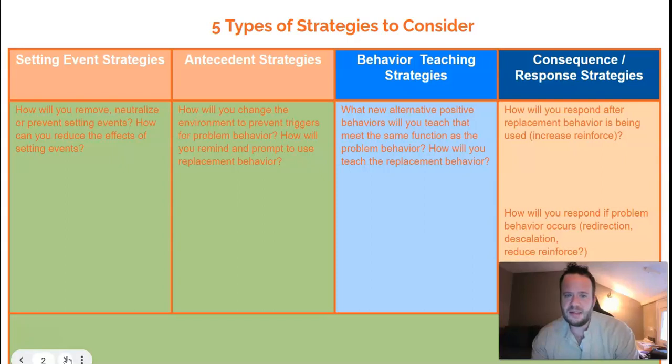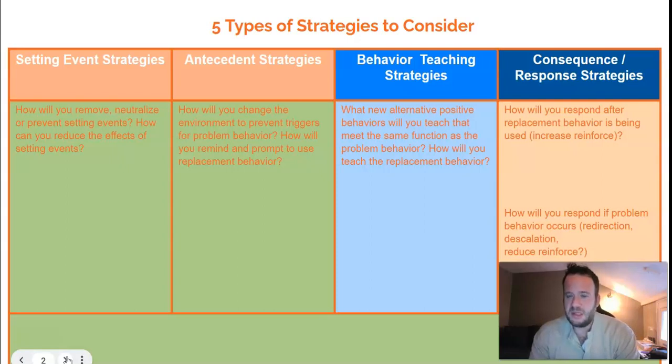Next, we think about antecedent strategies, and that's kind of thinking about the environment, thinking what could we do to prevent problems from happening in the first place? What kind of supports could we have up, and then thinking about signage and putting up reminders for kids about what we want them to be doing in a place.